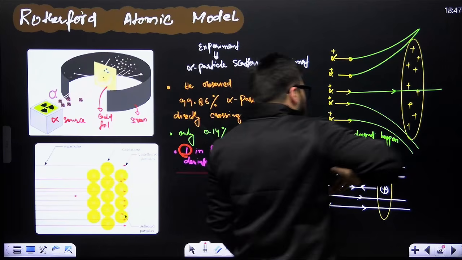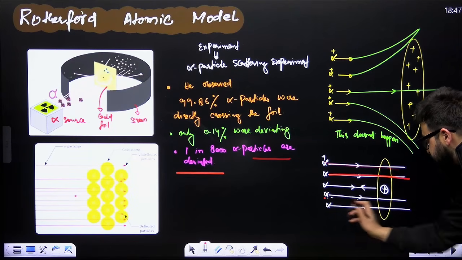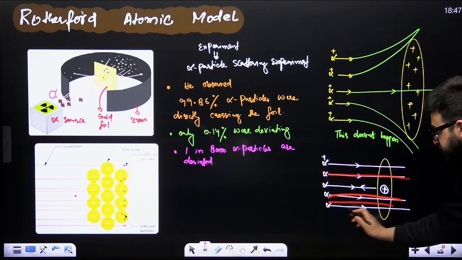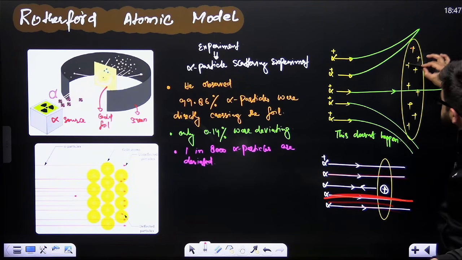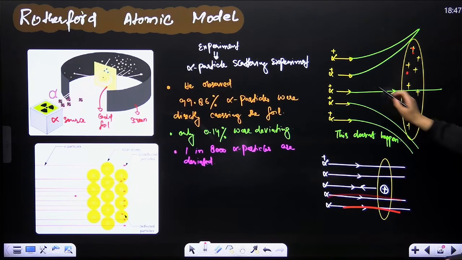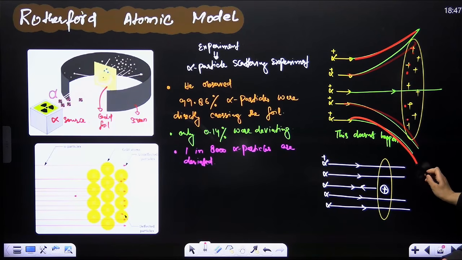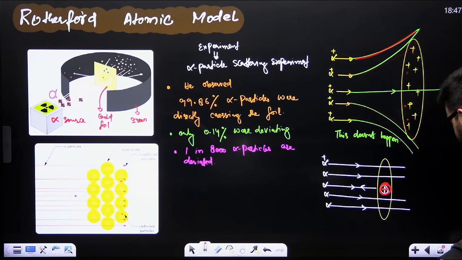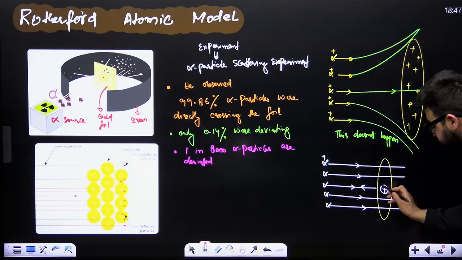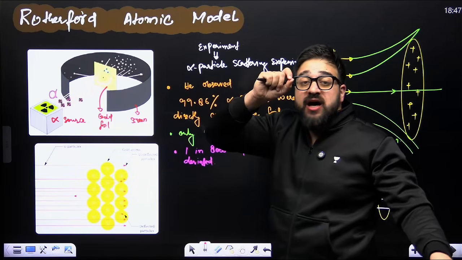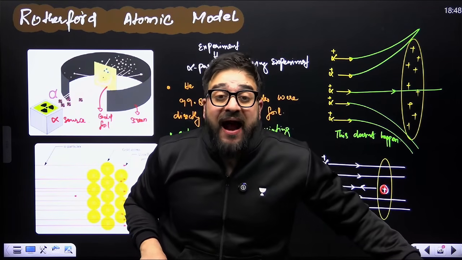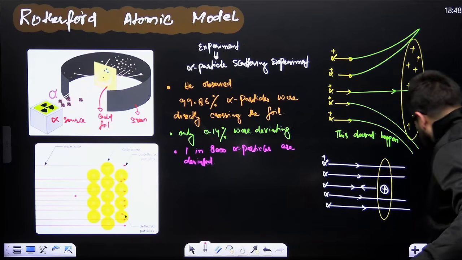What does it mean? It means that since alpha particles carry positive charge and almost all of them cross, positive charge is not present in the entire sphere. If the positive charge were present in the entire sphere, it would have repelled these alpha particles. So he said positive charge is present at one unique place, which we call the nucleus, and electrons are revolving around the nucleus in random orbits, not in a fixed orbit. So this was Rutherford's atomic model.